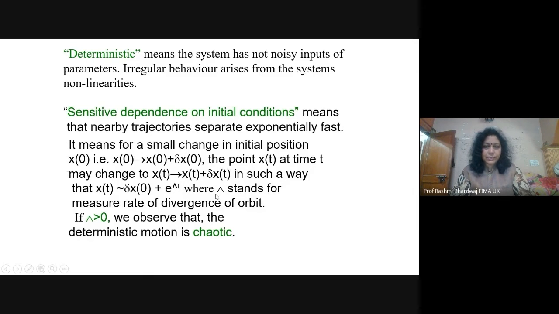That lambda, if it is greater than 0, is known as the divergence of orbits, or also the Lyapunov characteristic exponent. I will explain that. And if it is positive, then the motion is always chaotic.